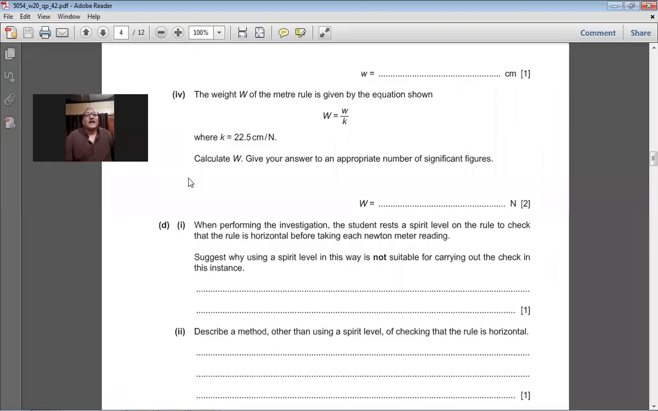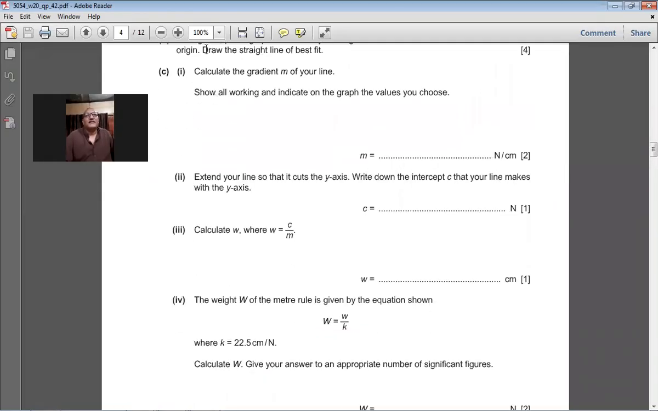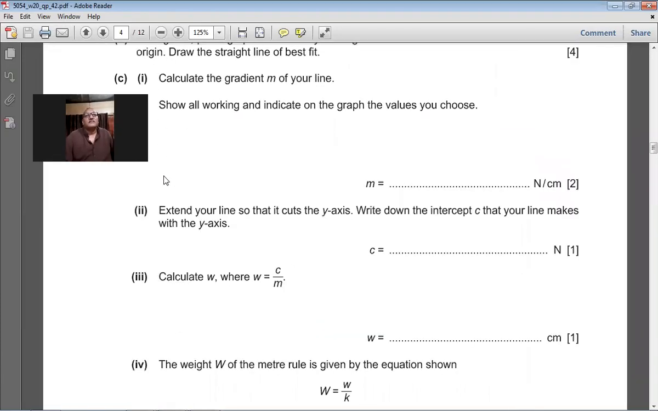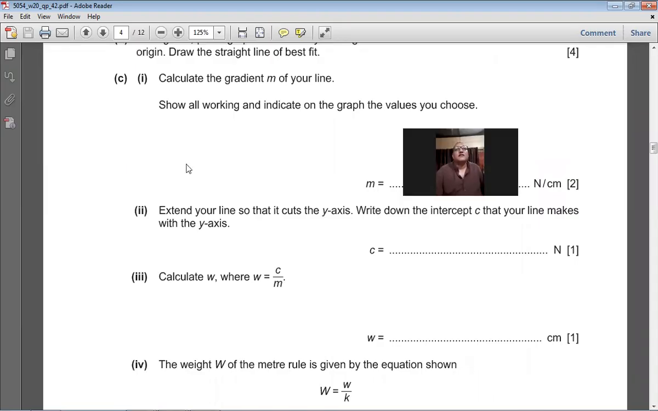Okay, so the next part coming up on your screen is, he says, calculate the gradient m of your line, show all working, and indicate on the graph the values you choose. So the values we have chosen, we will show them, and we have to show the working on the graph, and we have to find the gradient.